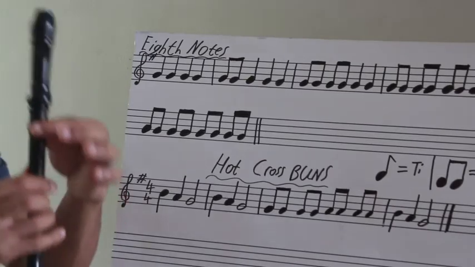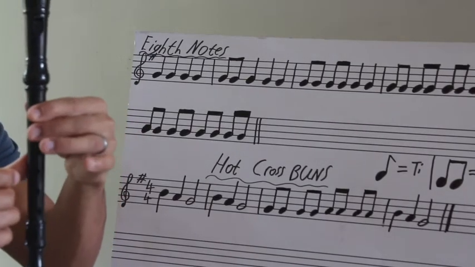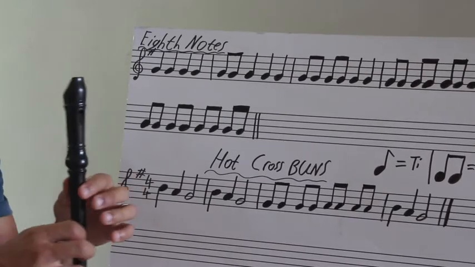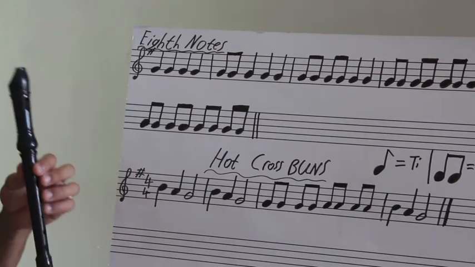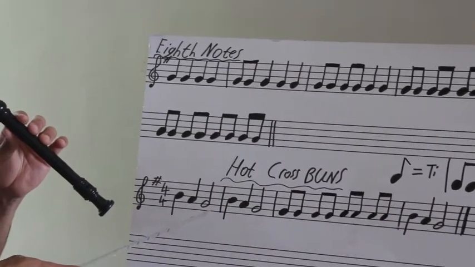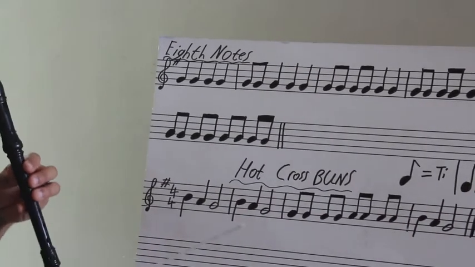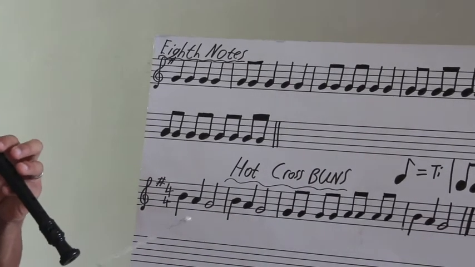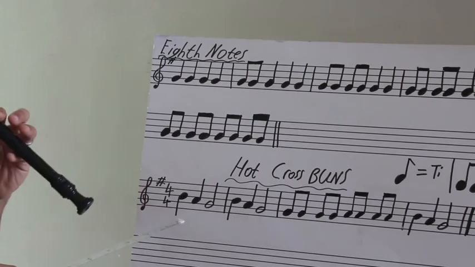So let's try that out. B, A, G. All right? So let's play together. 1, 2, 3, go. That's it. Now let's play these two bars because they're exactly the same. 1, 2, 3, go.